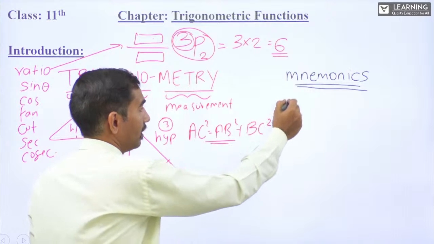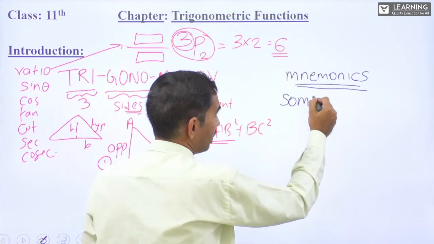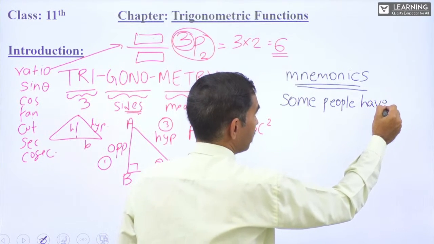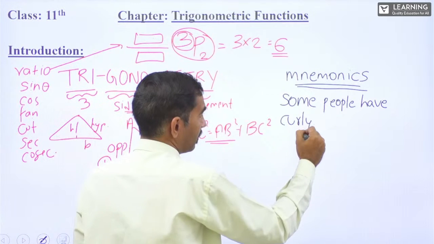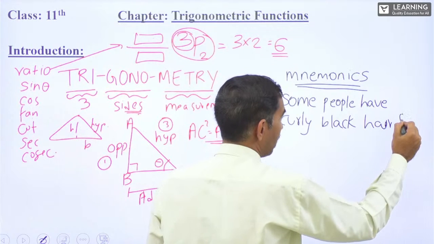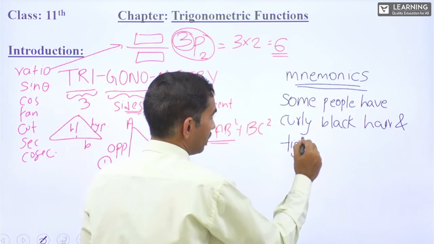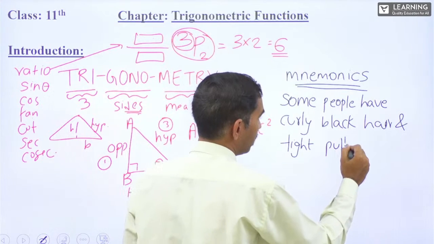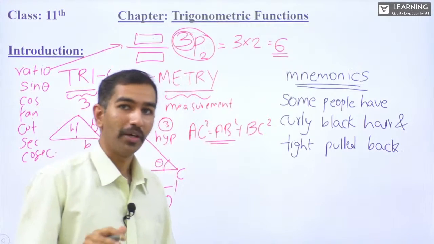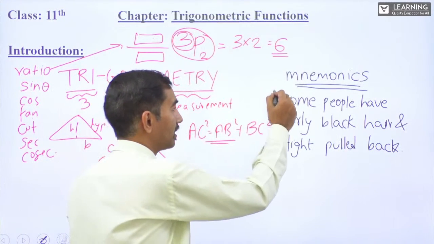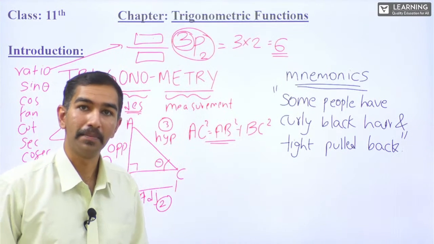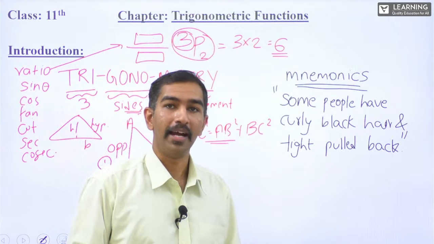On the board, the words are very simple. Some people have curly black hair and tight pulled back. So students, what you have to do is remember these three lines. What are these three lines? Some people have, very simple, curly black hair and tight pulled back.